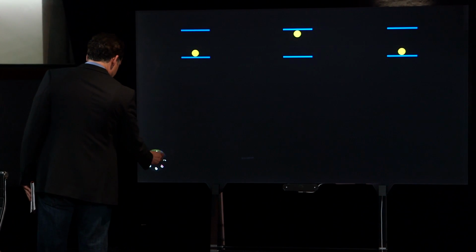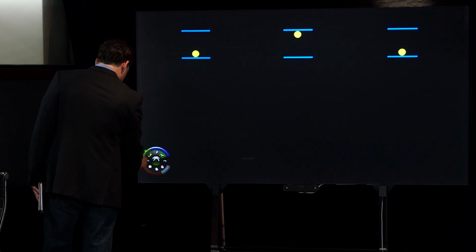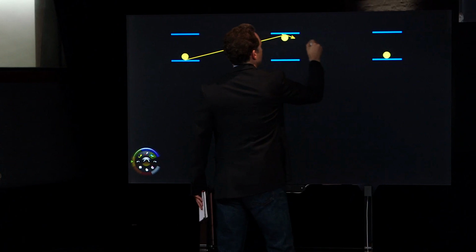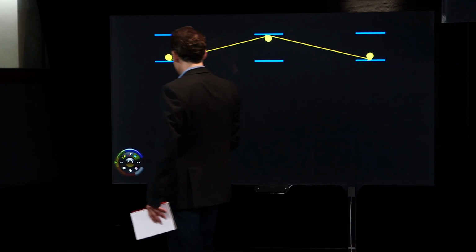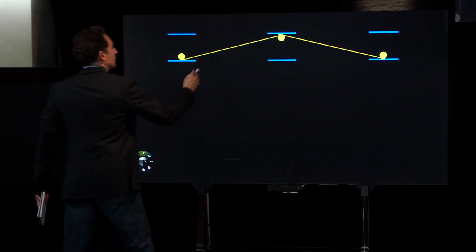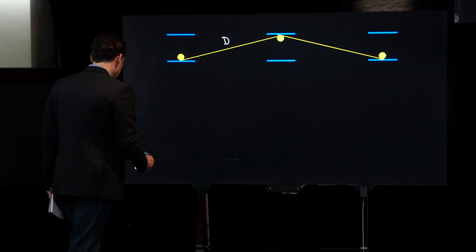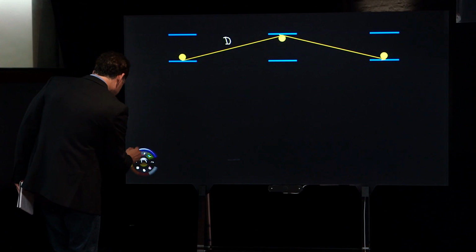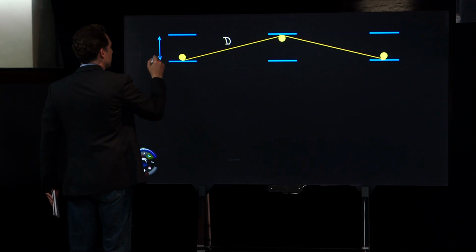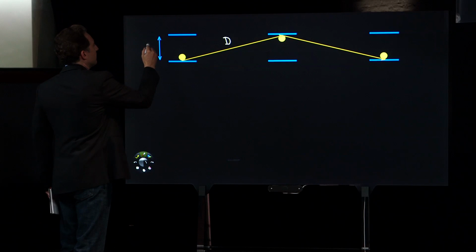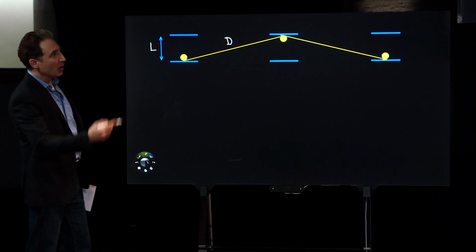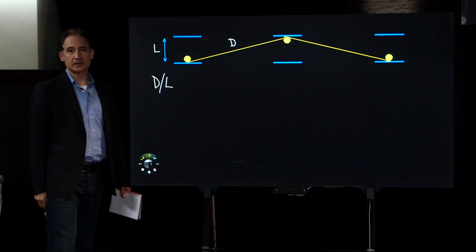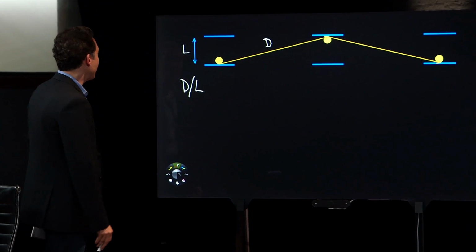Okay, so let's set this up similar to what we did before, but now we're going to put some mathematics behind it. So there goes the tick trajectory, and there's the tock trajectory. We will again call this length d, and if we're looking at the guy going up and down in the stationary clock, let's call that length L. So our goal is to calculate d divided by L. That's what we want to calculate. How do we go about doing that?